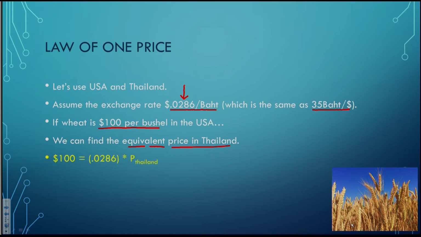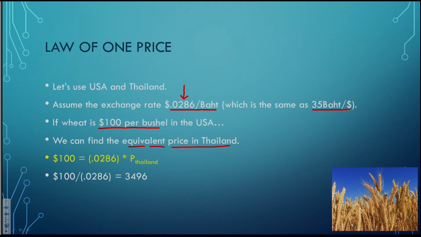So there's nothing difficult about this. If we take $100 and set it equal to this expression, whatever we have as our exchange rate, now we can solve for the price in Thailand. So all I really have to do is rearrange this equation. When I rearrange this equation, I get this right here.